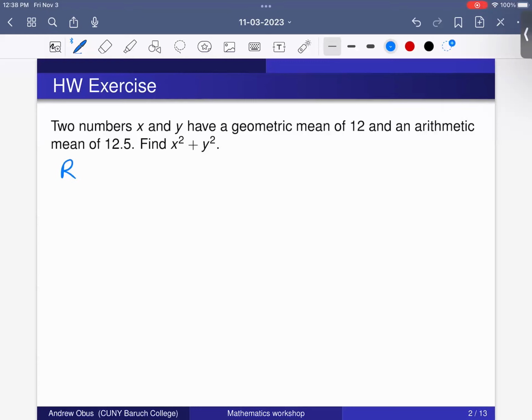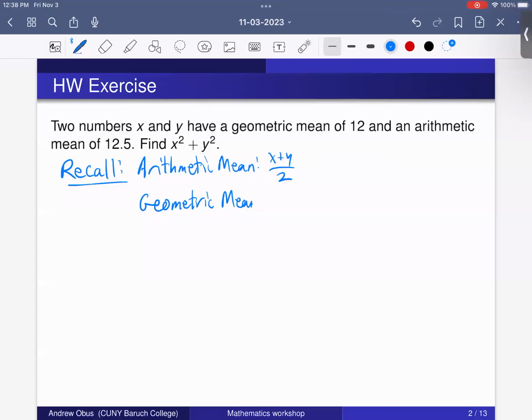And maybe even before we start the answer, let me just recall that the arithmetic mean is going to be x plus y over 2, and the geometric mean is the square root of x times y. Okay, so would anyone like to demonstrate how to do this? Yeah, Gabriel.